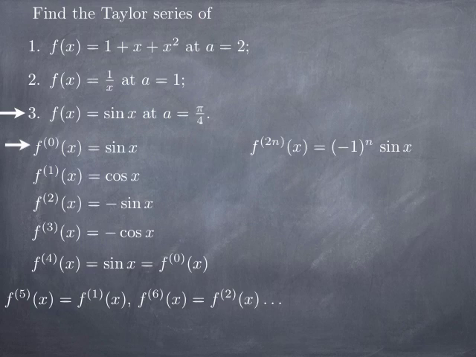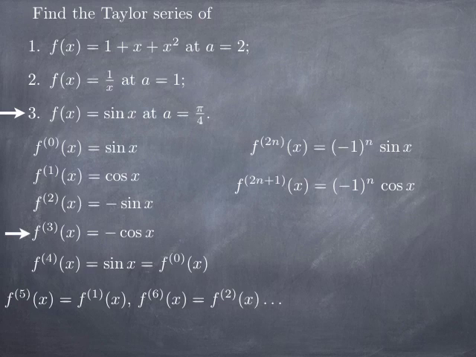Similarly, you see that we get cosines for the derivative of order 1, of order 3, and then of order 5, which is the same as the derivative of order 1. Then for the derivative of order 7, which is the same as the derivative of order 3, and so on. And so we get cosine each time we look at a derivative of odd order. In other words, we are looking at derivatives of order 2n plus 1. And each time we're going to get a cosine.